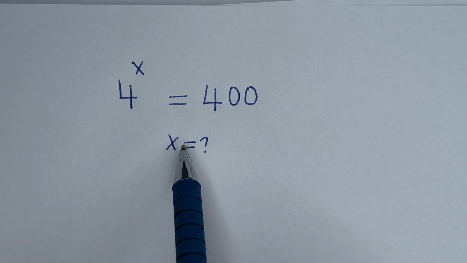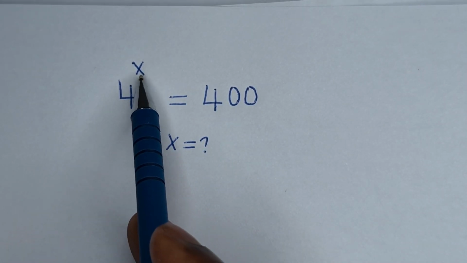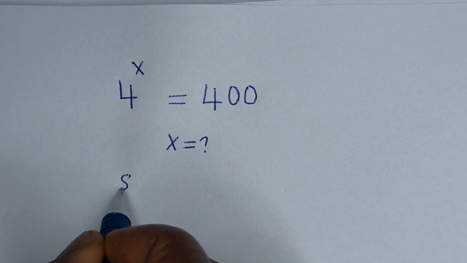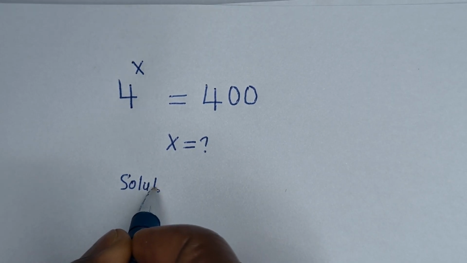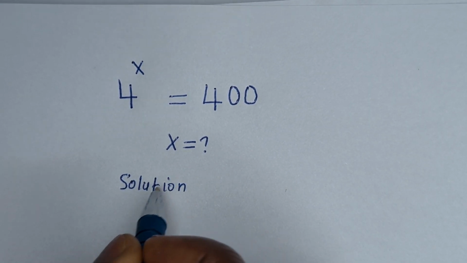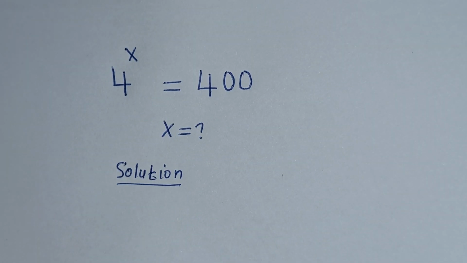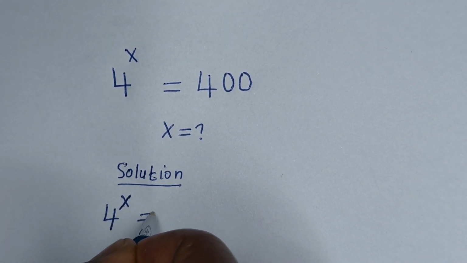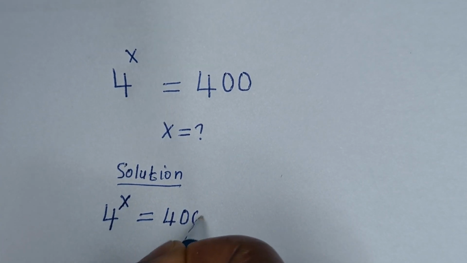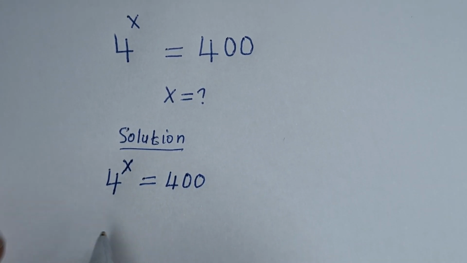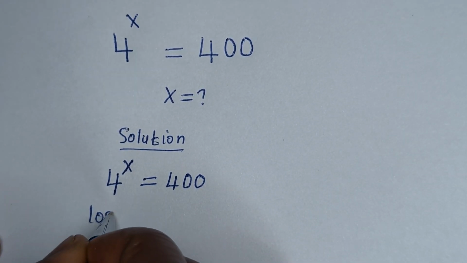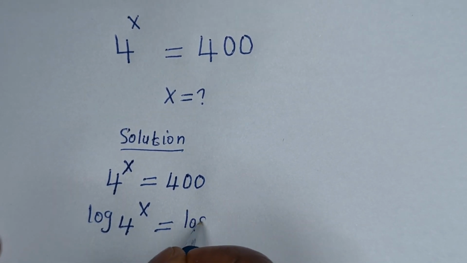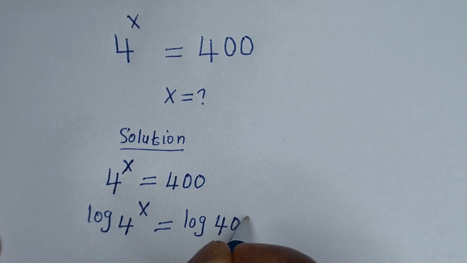Hello, you are welcome. Solve for x in this equation: 4 raised to power x is equal to 400. Solution. Then here we have 4 raised to power x is equal to 400. Let us take the log on both sides of this equation. Log 4 raised to power x is equal to log 400.